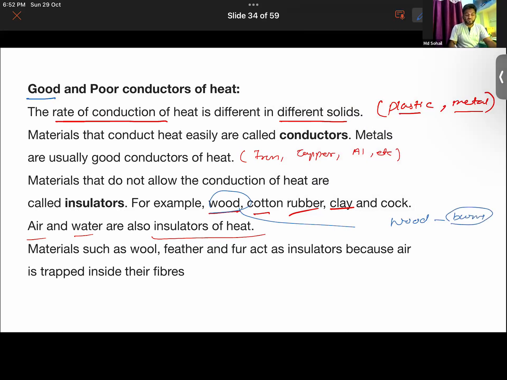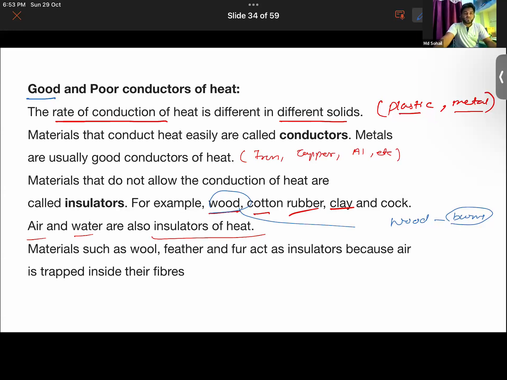Yes, wood burns. They use wood for the fire, for heating themselves. Exactly. We use wood in furnaces, in industries, and in households also wood is used to burn fire. But the thing here is, why is it that wood has been put under the category of insulator and not conductor? Any idea why we have done that?